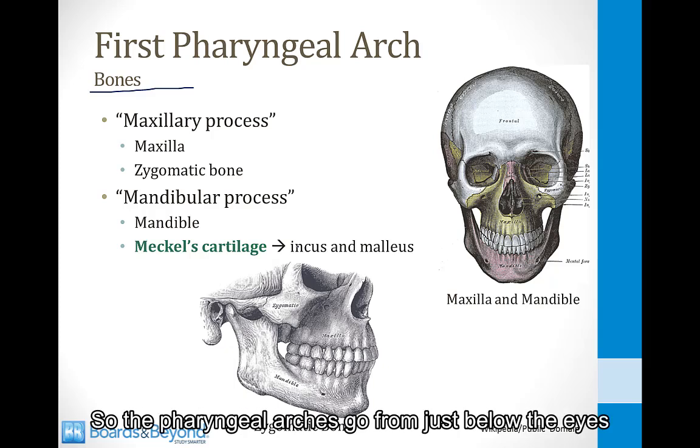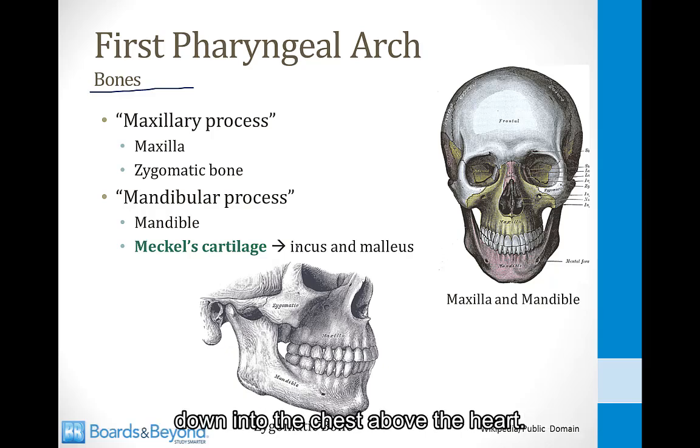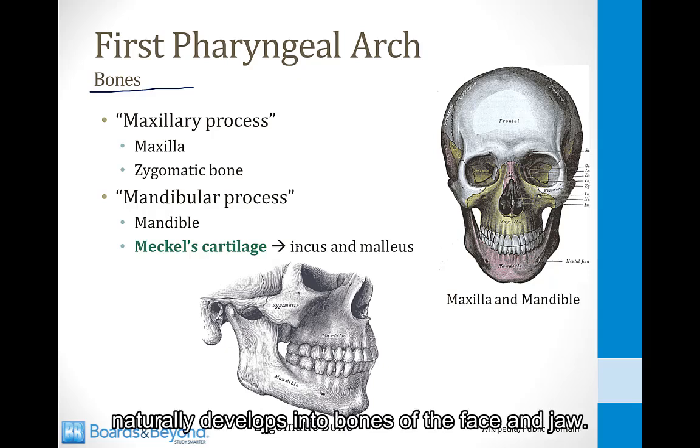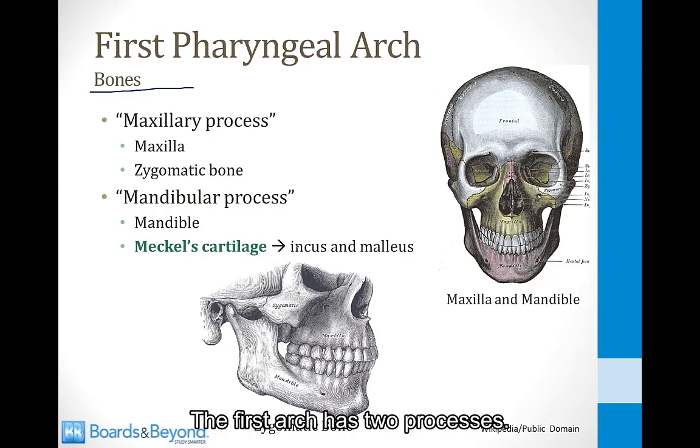So the pharyngeal arches go from just below the eyes down into the chest above the heart. So the first one, being very close to the eyes, naturally develops into bones of the face and jaw. The first arch has two processes.